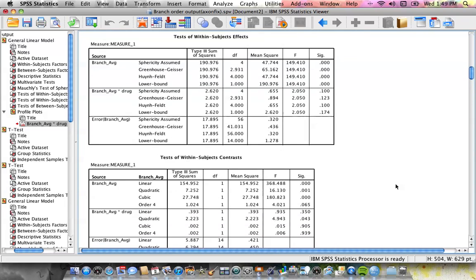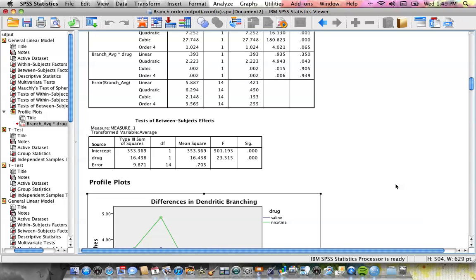So we then looked at the test of between subjects effects, and this is just looking to see if there was a significant overall effect of the drug on the number of branches. This is putting away branch order information. So we looked at drug, our F value is 23.315, and it is significant. So it's saying that when nicotine is introduced, there is a significant difference in the branching that occurs, within nicotine as opposed to saline.